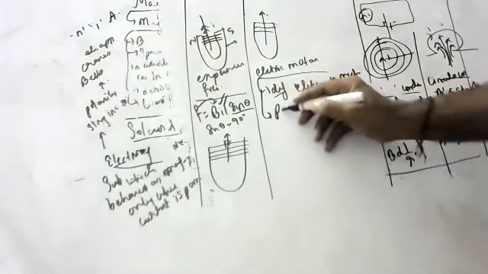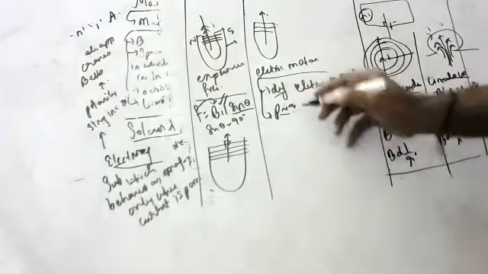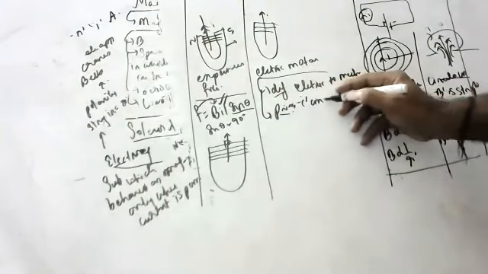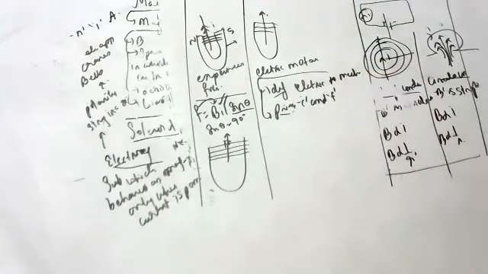And what is the principle, children? What is the principle of a motor? A current carrying conductor, when kept in a magnetic field, experiences force.